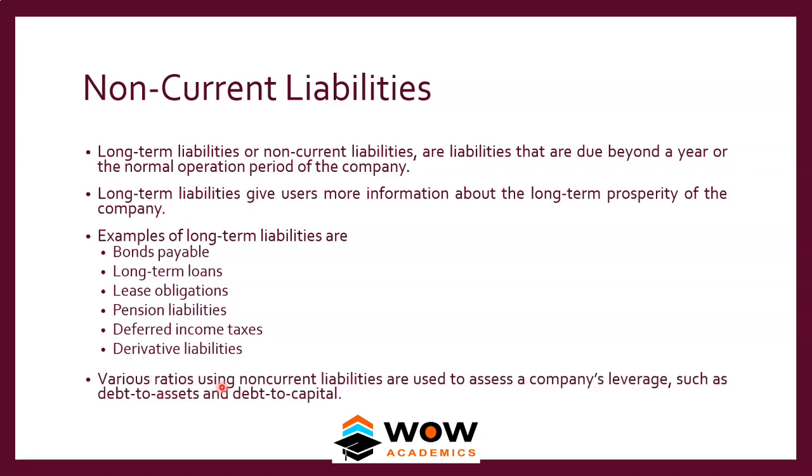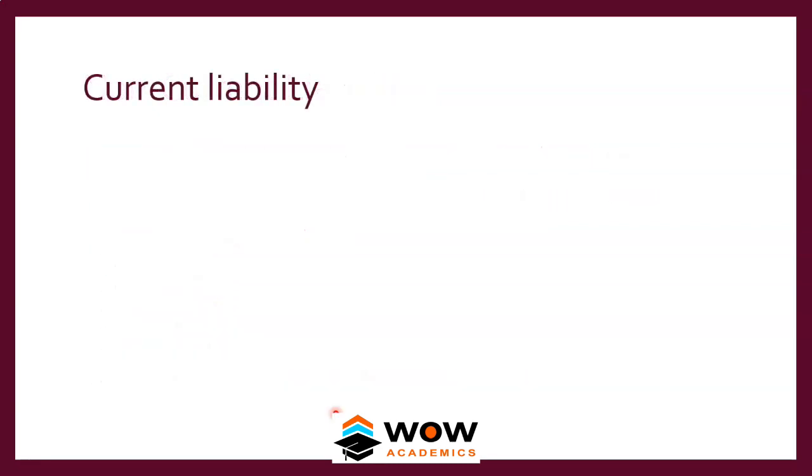Various ratios use non-current liabilities to assess how good the company is, or to assess the position of the company. Non-current liability is used in ratios such as the debt to asset ratio or debt to capital ratio. Non-current liability will be assessed by many people to find out whether the company is able to pay the interest, and whether the company is able to pay the liability properly on time. That and all will be checked. So now we'll move on to current liability.